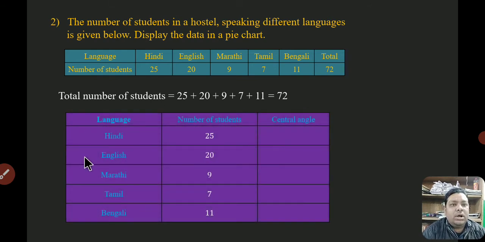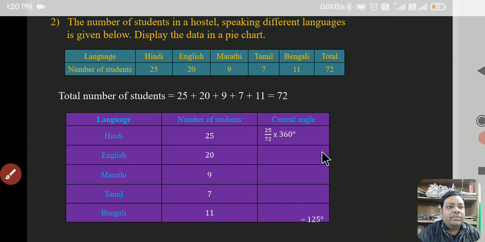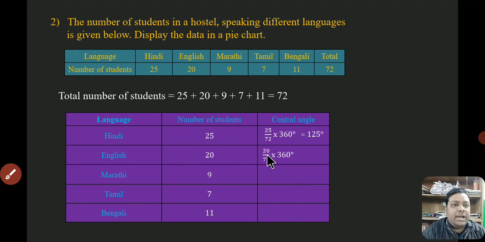Now we will draw a table because we have to find the central angle also. So now the total value is 72. We will keep 25 in the numerator and 72 in the denominator, into 360. So we know that 72 fives are 360. It means after dividing 360 by 72 we will get 5. Okay, and then 25 into 5 it will be 125. Done. Same as 20 by 72 into 360. 72 fives are again 360 and 5 into 20 will be 100 degree.